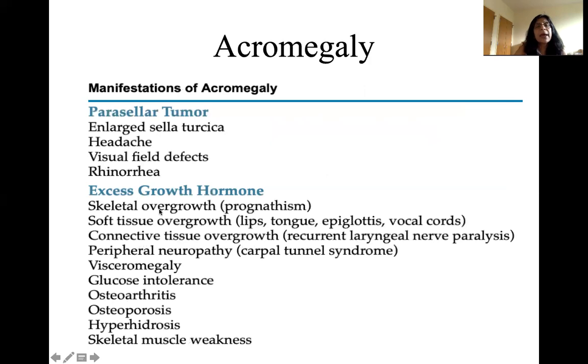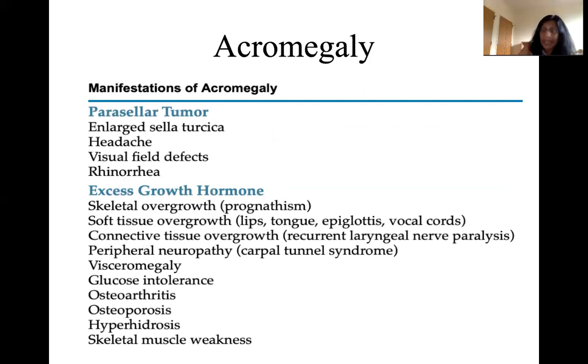Here it says parasellar tumor, sella turcica is the space where pituitary gland is present. So somewhere close to that is what you call a parasellar tumor. That's where you have the enlarged sella turcica, headache, visual field defects. Rhinorrhea is a runny nose. So all these are typical. Excess growth hormone causes skeletal overgrowth. So this is because of the tumor effect, and these are because of the growth hormone amount being greater than normal.